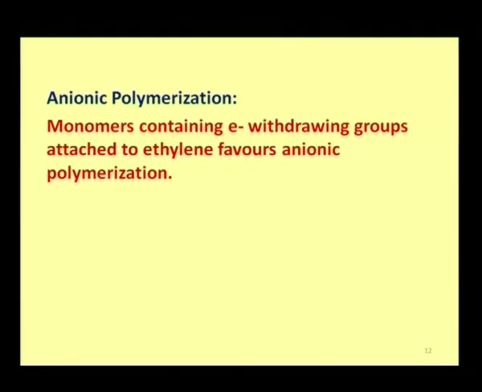Now, having dealt with the kinetics of the cationic polymerization, let us slowly move on to the anionic polymerization. As we have already seen, monomers which contain electron withdrawing groups attached to the ethylene molecule are highly favored to undergo anionic polymerization. As we have seen in the cationic polymerization, a carbocation is involved. In the anionic polymerization, a carbanion is going to be involved in the mechanism of the polymerization.